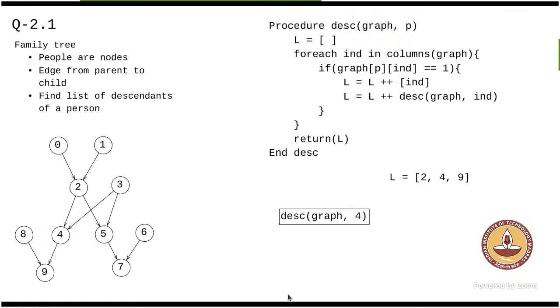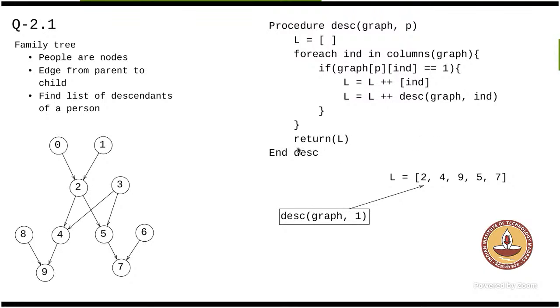Then we will check for 2. Now, from 2, will we go back to 1 or 5? We will go to 5, call for 5. So 5 gets added as a descendant, and then you do descendants of 5, then 7 is added. Now, descendants of graph comma 7 is again an empty list, so you go back to 5, then 2, then 1, and then it will return the list of descendants.